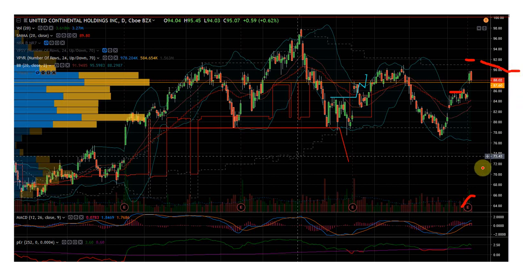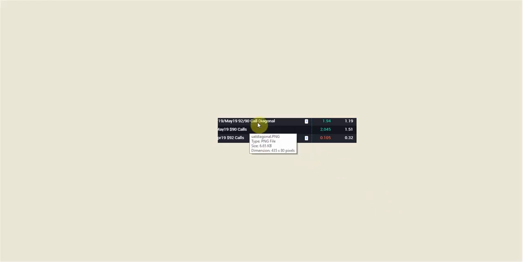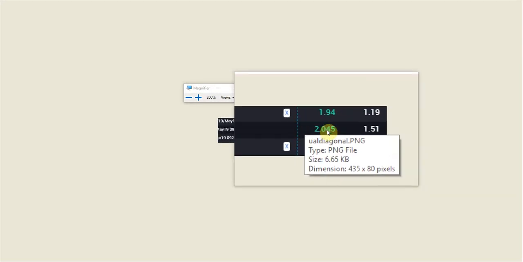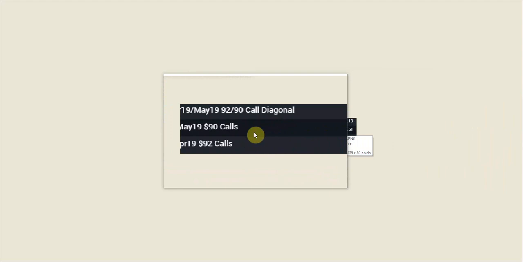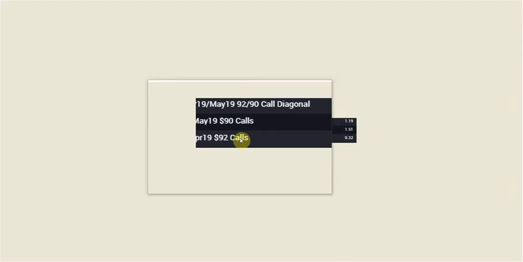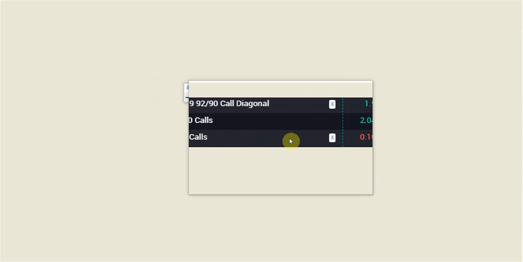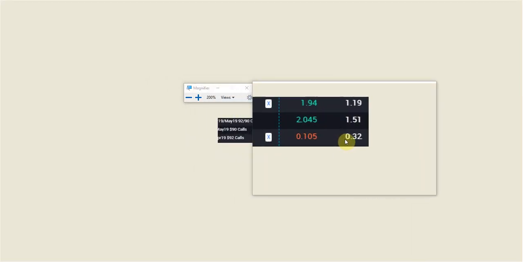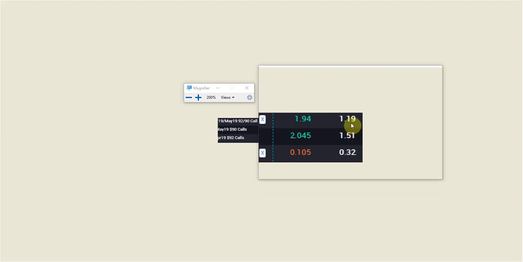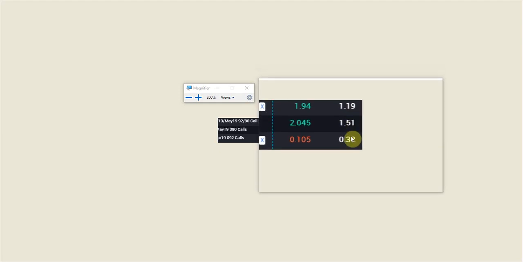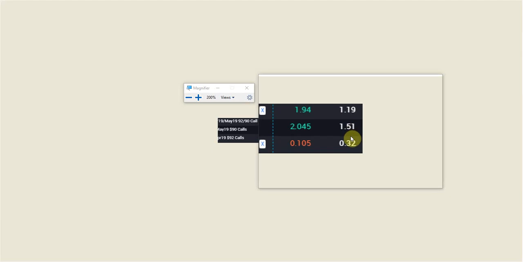Let me bring the actual numbers and tell you how it worked out. This was a call diagonal, and it cost me $1.51 to buy that May call. And then I sold the call that expires today at 92 for 32 cents. So I lowered my entry to only $1.20, let's round, instead of $1.50. So I hedged my bet worth 32 cents.